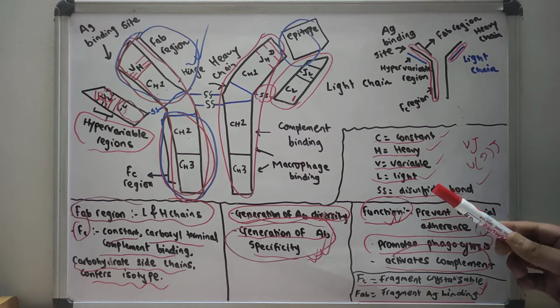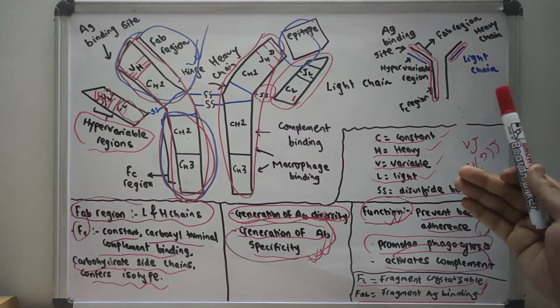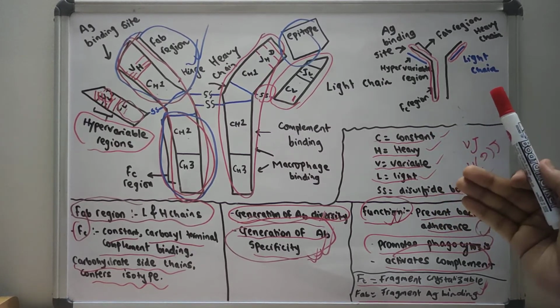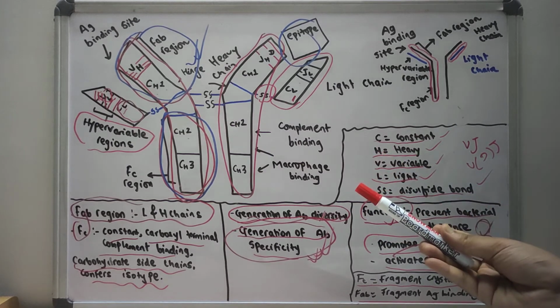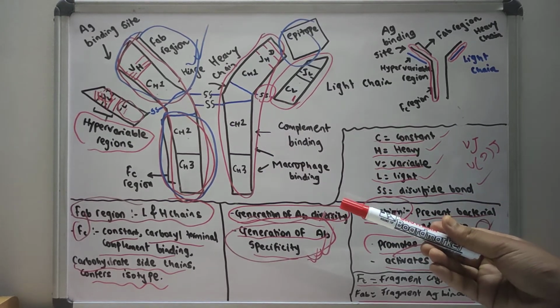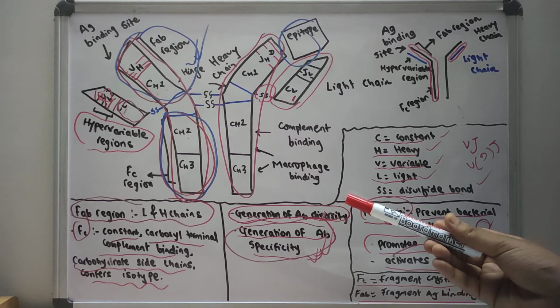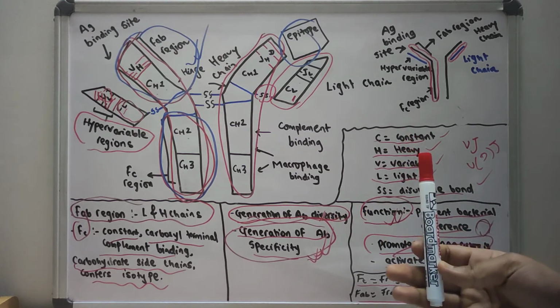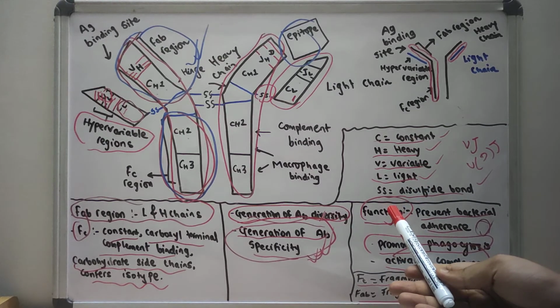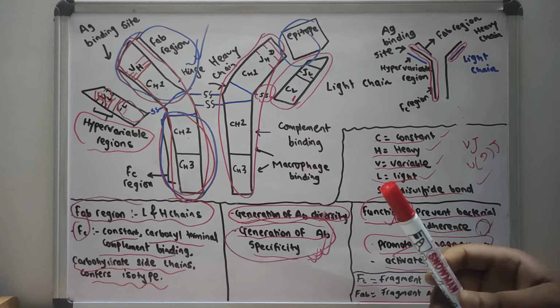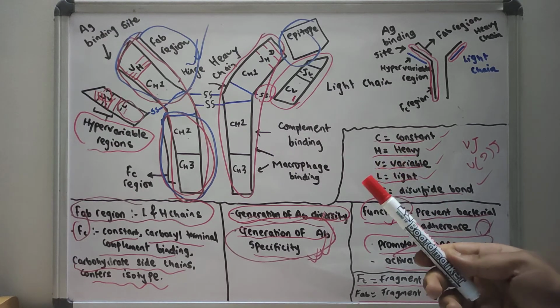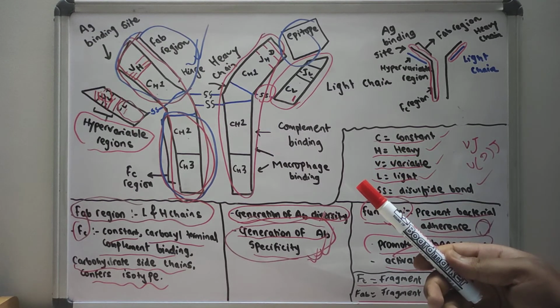We have briefly described the structure of the antibody, and we discussed the generation of antibody diversity and antibody specificity. And we also discussed the various functions of the antibody. I hope you understood this topic of antibody structure and functions.